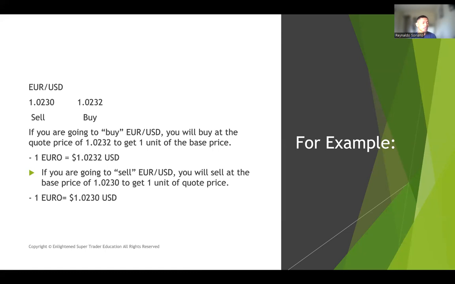So if you're going to sell the euro against the US dollar, then you will sell it at the base price at 1.0230 to get 1 unit of the quote price. So 1 euro equates to 1.0230. It's very simple.